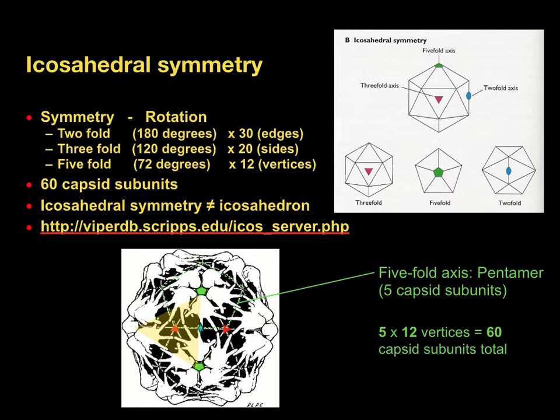Then there is a threefold axis of symmetry, that would be the side of the icosahedron. So if we rotate 120 degrees, we find the same image. And then we have the twofold axis of symmetry, that is going to be the edge here. And then we need to rotate 180 degrees to find the same image. So viruses find this symmetry when they assemble their capsids.